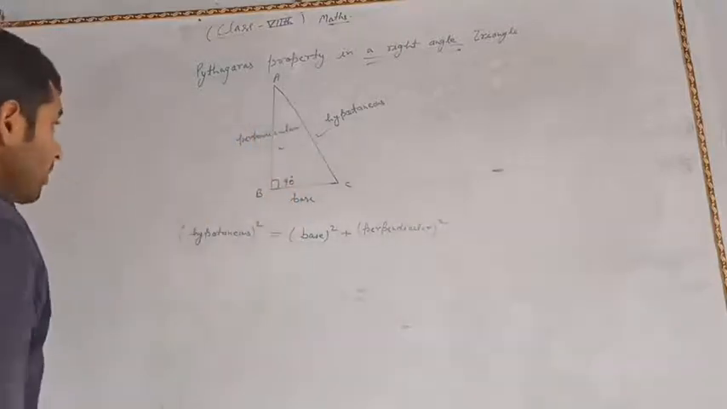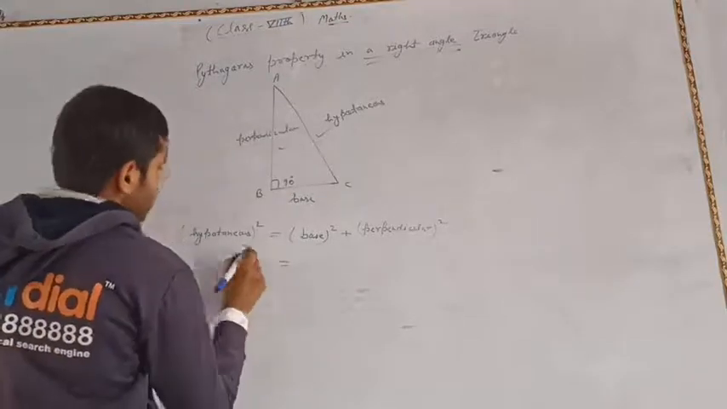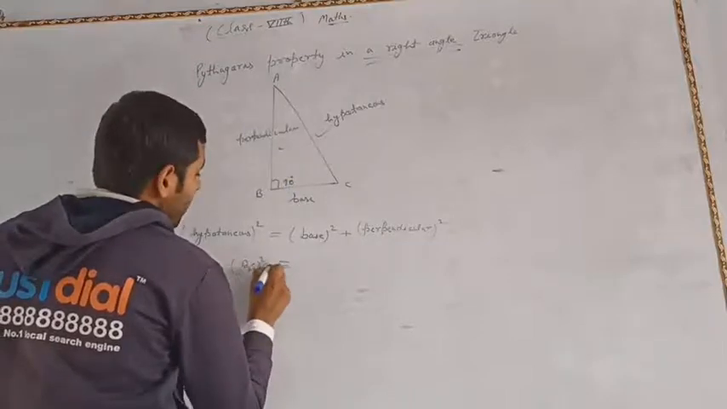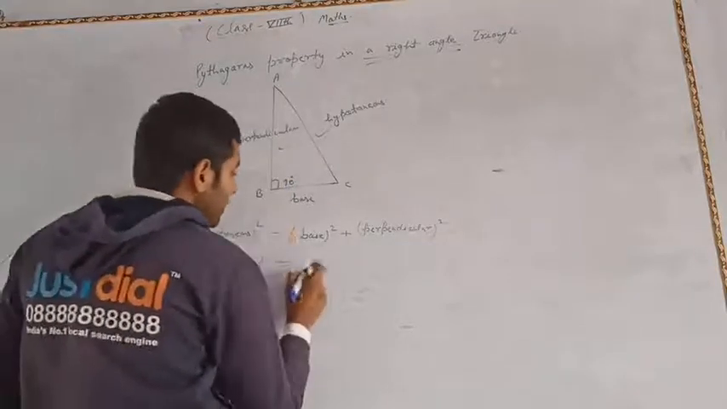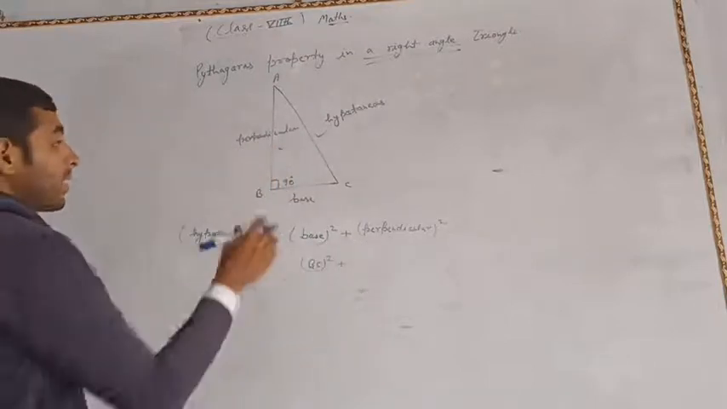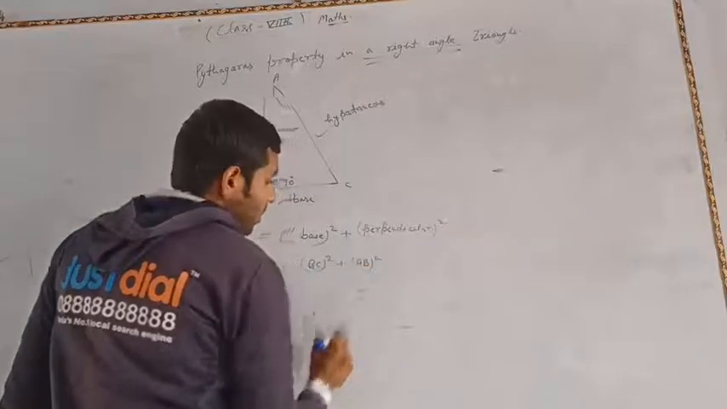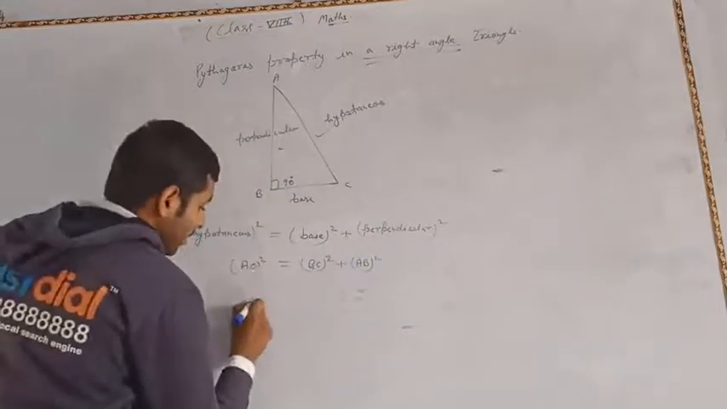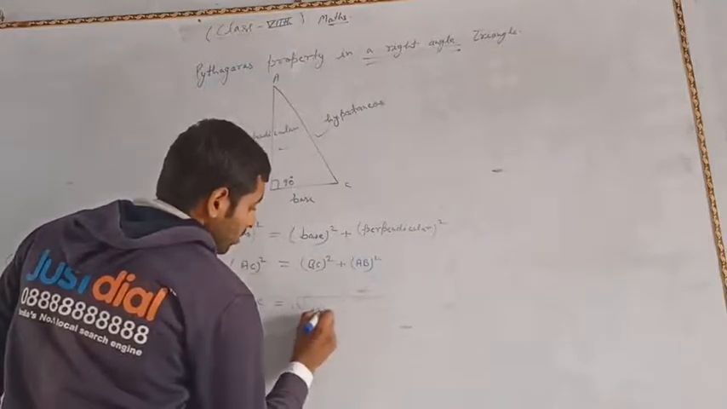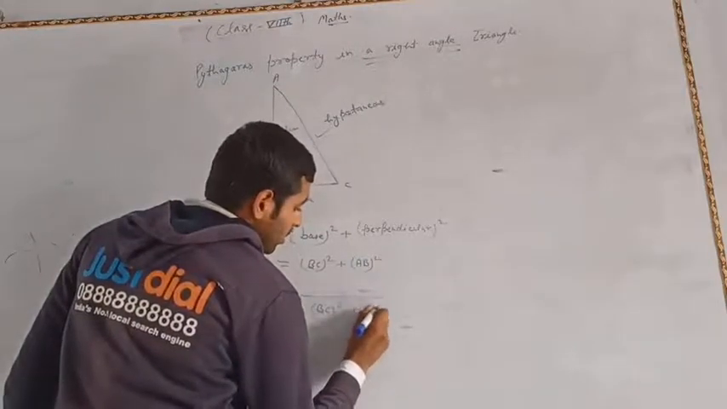Here the hypotenuse side is AC. So AC square is equal to BC square plus perpendicular square, and in this figure the perpendicular is AB, so AB square. From here we find that AC is equal to under root BC square plus AB square.